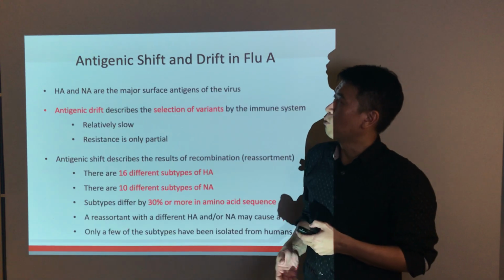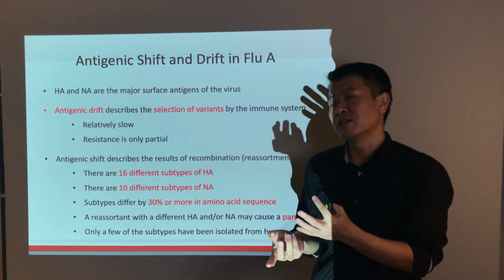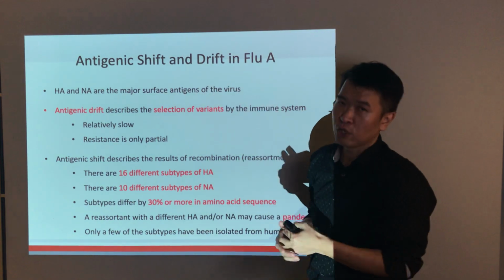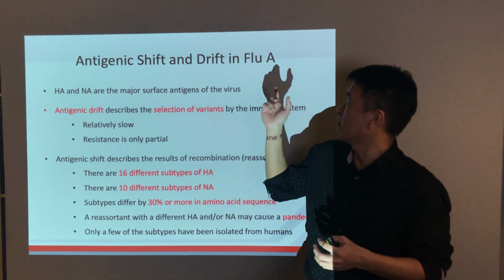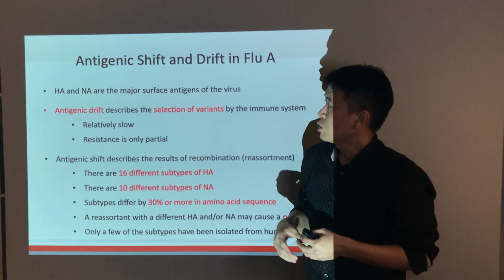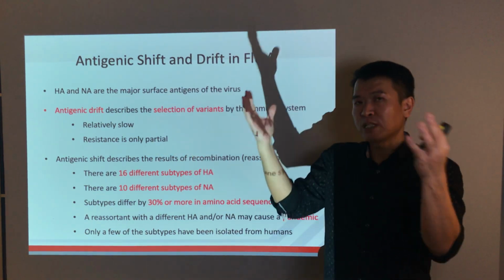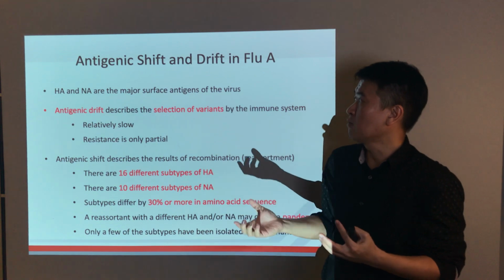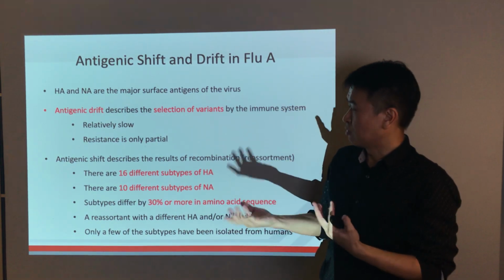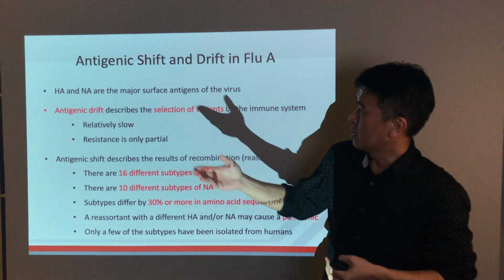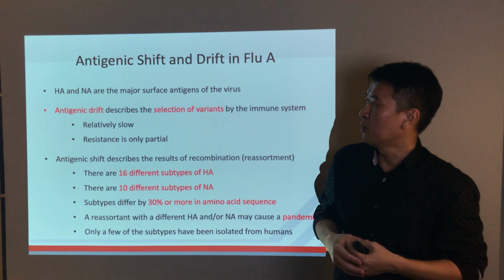Now for the next slide, I would like to introduce you to 2 terms, because when you study influenza virus, these are the 2 terms that we always encounter: antigenic shift and antigenic drift in flu A. We know that HA and NA are very important. They are displayed on the surface of the virus. They are important for the virus to attach and to release from the host cell. They are the major surface antigens of the virus.